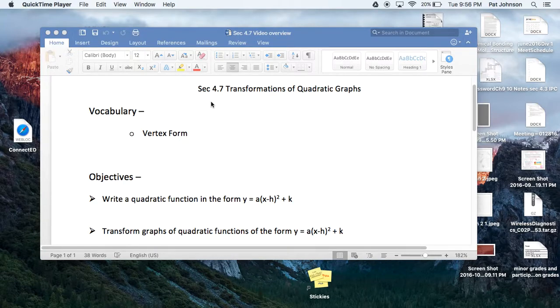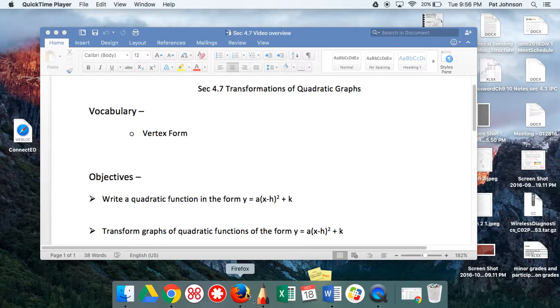4.7, transformations of a quadratic graph. We're going to write a quadratic function in the form of y equals a times x minus h squared plus k, and we're going to transform the graphs of quadratic functions of the same form. And we're going to do this by using vertex form, which is a vocabulary word. So we're going to learn what that means.